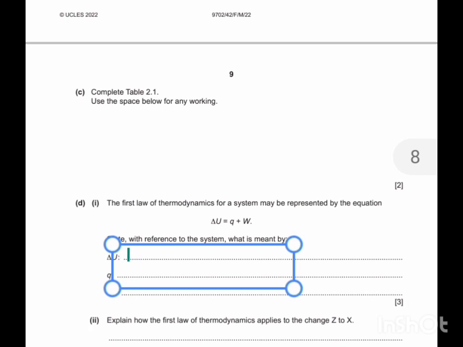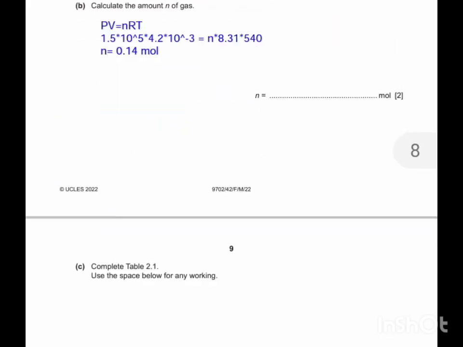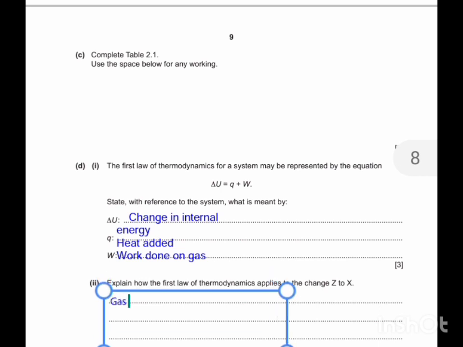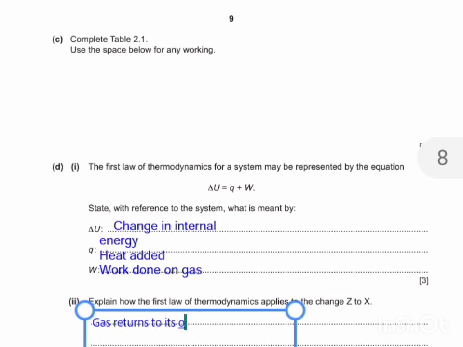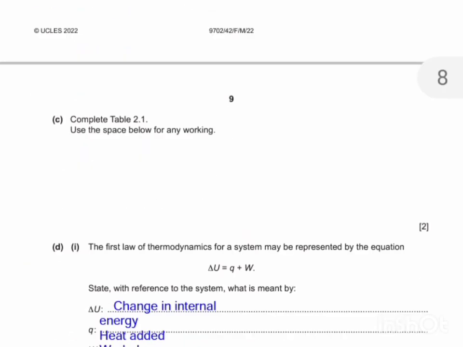Then they're saying the first law of thermodynamics for a system may be represented by the equation, right? And then they're asking, with reference to the system, what is meant by each term. Here you need to be really careful. You need to write according to the sign. Because it's positive Q, I wrote heat added, and because it's positive W, I wrote work done on gas. If it were negative W, then it would be expansion, so work done by gas. So just some things to be careful about.